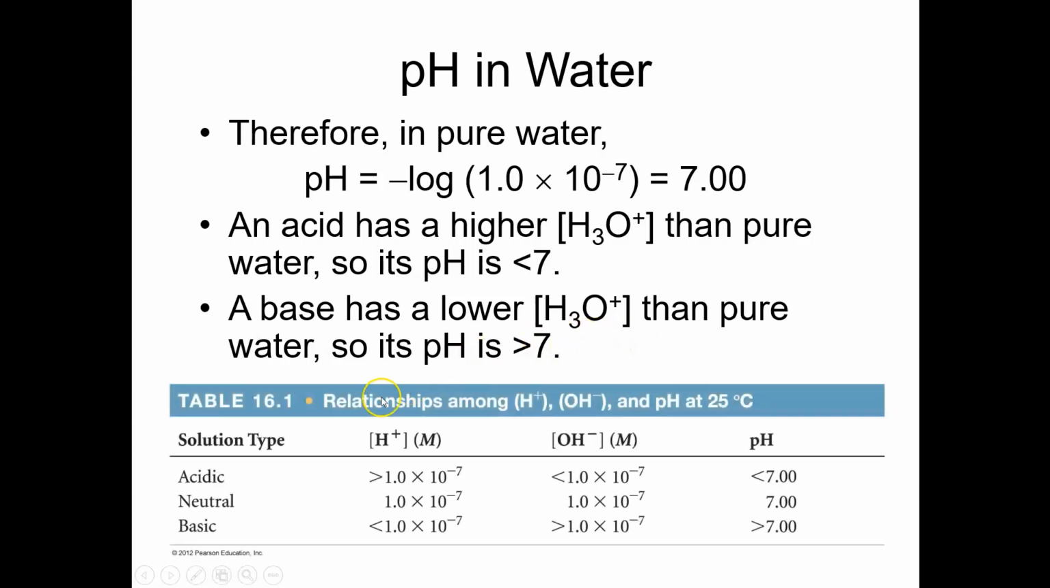And so this is just in tabulated form. For an acidic solution, the H plus concentration is greater than 10 to the minus 7. The hydroxide concentration is less than 10 to the minus 7. The negative log of this is going to be less than 7. Under neutral conditions, they're equal and the pH is 7. Under basic conditions, the H plus is less than 10 to the minus 7th. And therefore, the pH is going to be greater than 7.